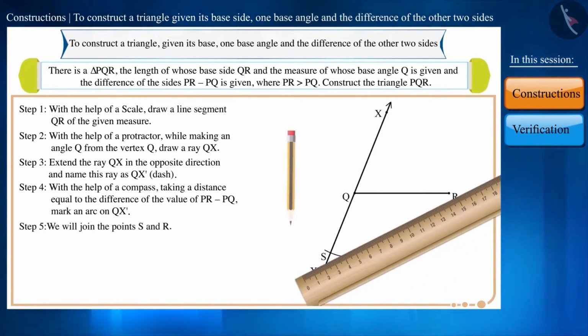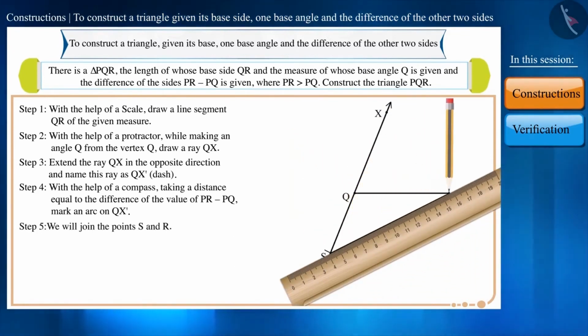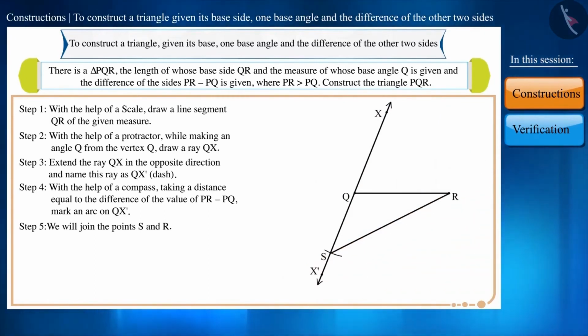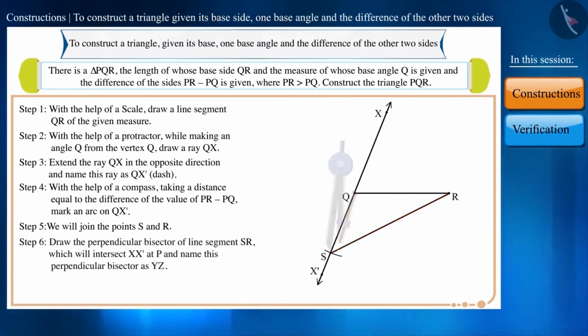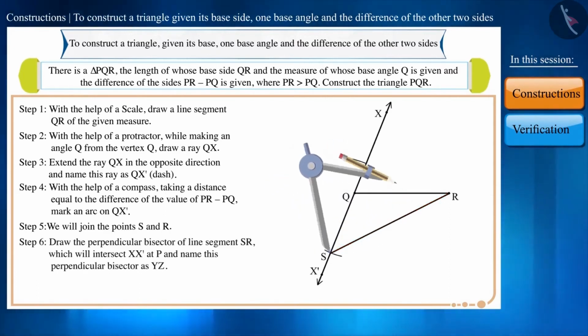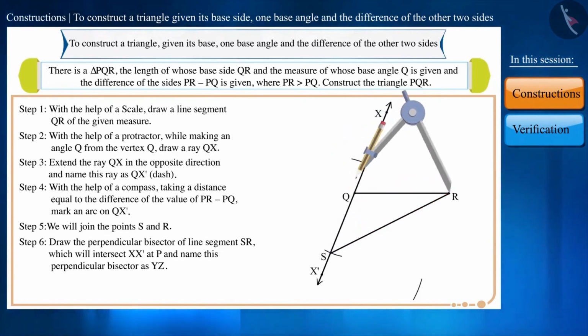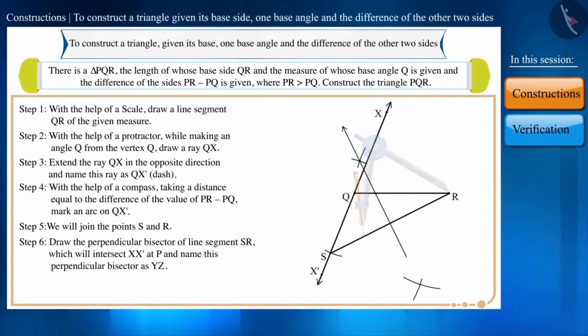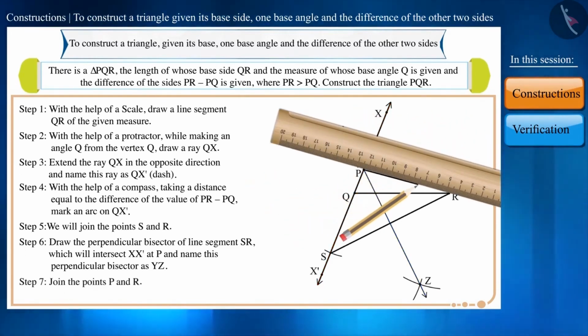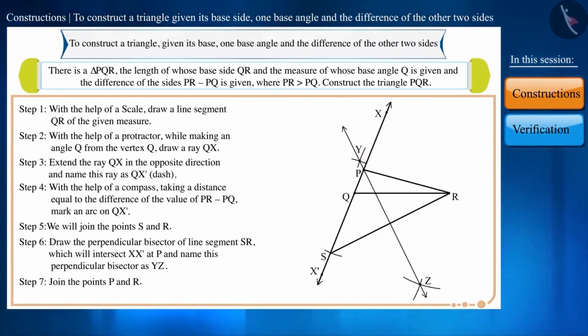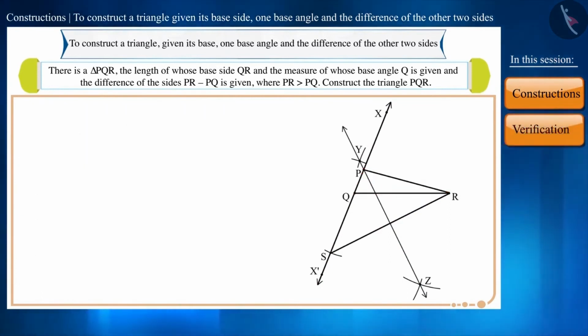Step 5. We will now join the points S and R. Step 6. Draw the perpendicular bisector of line segment SR and we name this perpendicular bisector as YZ. You can see that YZ is intersecting line XX dash at point P. Step 7. Now we will join points P and R. And friends, in this way, the formed triangle PQR is the required triangle which we wanted to draw.